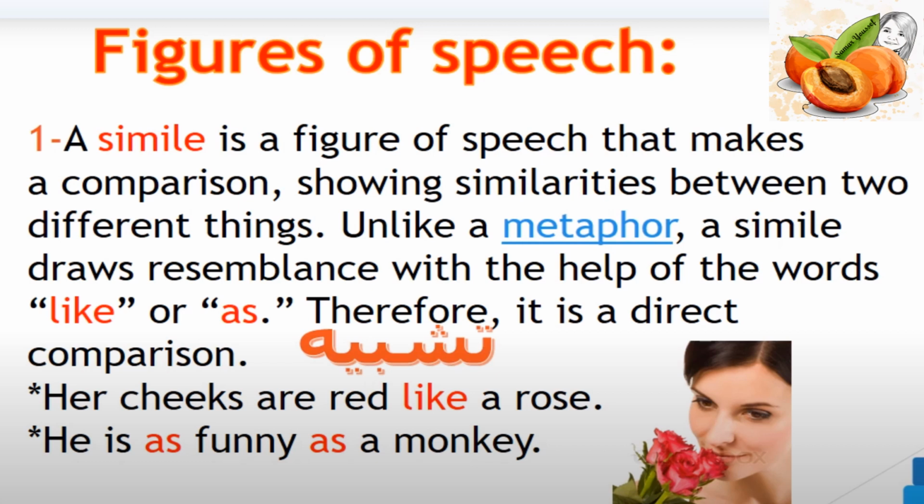Now let's discuss figures of speech. A simile is a figure of speech that makes a comparison, showing similarities between two different things. Unlike a metaphor, a simile draws resemblance with the help of the words like or as. Therefore, it's a direct comparison. Like, her cheeks are red like a rose. Or, he's as funny as a monkey.